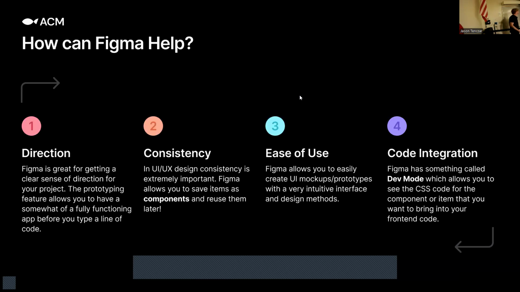So there's a couple ways Figma can help with that problem. It gives you a sense of direction. Like I said earlier, it gives you a very clear sense of direction. The prototyping allows you to demonstrate how the app will actually work before you actually start coding it. It's very nice with consistency. So we're going to jump into components later, but it pretty much allows you to create these consistent elements that can be used and reused throughout your application.